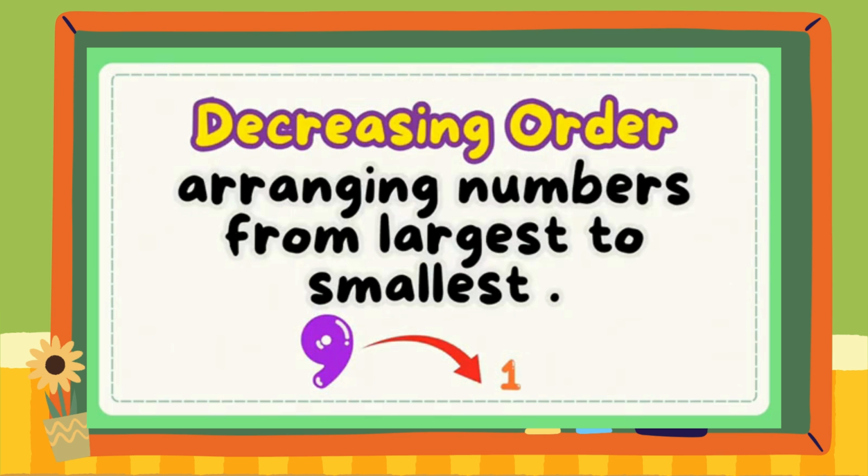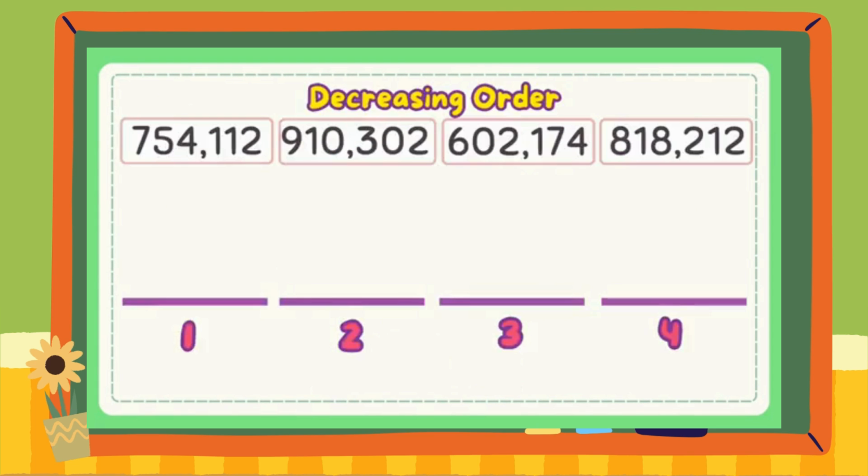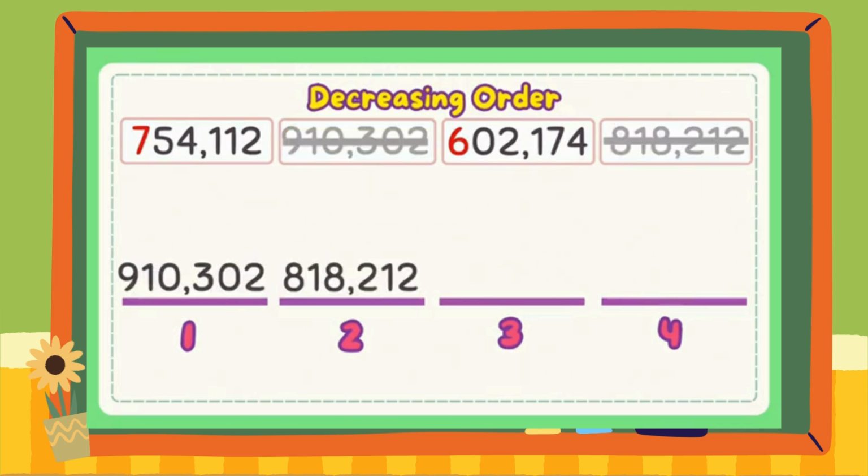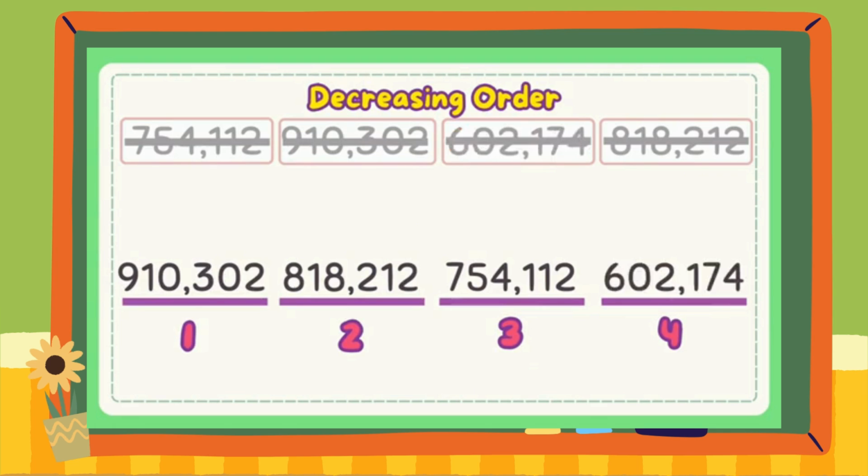Decreasing order. Arranging numbers from largest to smallest. Let's try these numbers. We are going to find the largest number. Since they have the same number of digits, let's compare the highest place value digit. 7, 9, 6, and 8. Since 9 is the largest one, this is our number 1. And 8 is the second. 7 and 6. 6 is the smallest one.